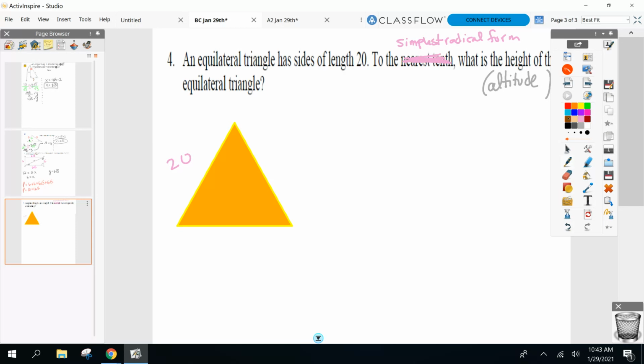And from our discussion on altitude, you remember it starts at a vertex and does what? Goes down, yep. Forms a 90-degree angle. There we go. Altitude. But hey, they told us it was equilateral. What other degree measure should I put up here?